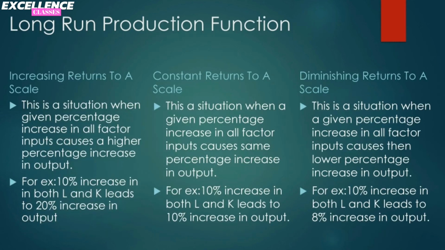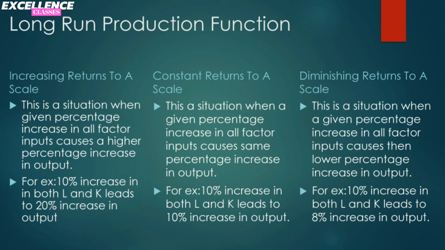Now let's move to the last topic of this chapter, which is long run production function. This topic is not given in detail in our syllabus, so you just have to understand some basic points regarding it only. Long run production function is the production function where all the factors of production are variable. Therefore, no factor of production is fixed as it was in the case of short run production function we just have studied. There are also 3 stages of production in this function. The first one is increasing returns to a scale, second one is constant returns to a scale, and the last one is diminishing returns to a scale.